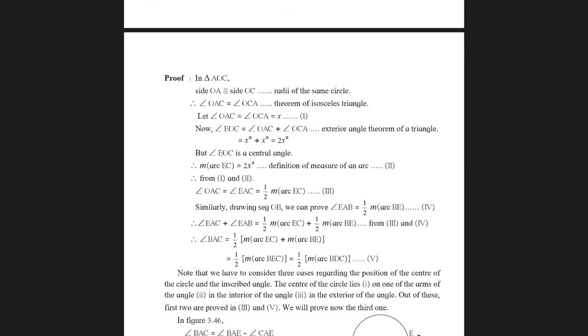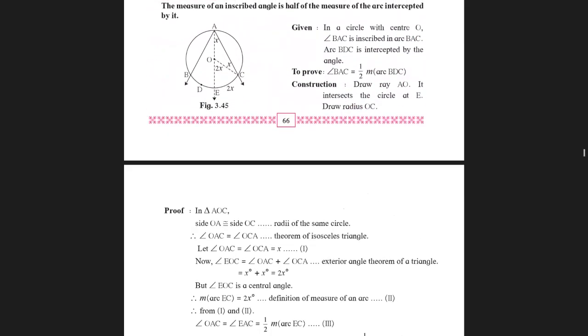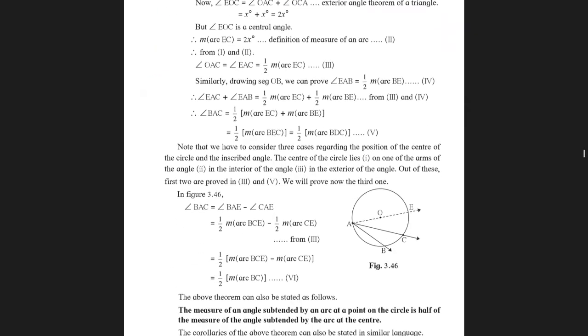Note that we have to consider 3 cases regarding the position of the center of the circle and the inscribed angle. First, the center of the circle lies on one of the arms of the angle; second, in the interior of the angle; and third, in the exterior of the angle. Out of these, the first 2 are proved in 3 and 5. That is, we have proved the cases where the center lies on one of the arms or in the interior of the angle. But suppose the point lies in the exterior of the angle, as in figure 3.46.